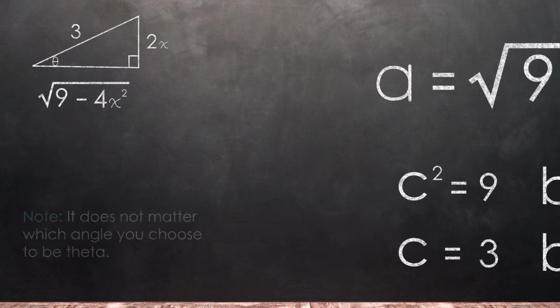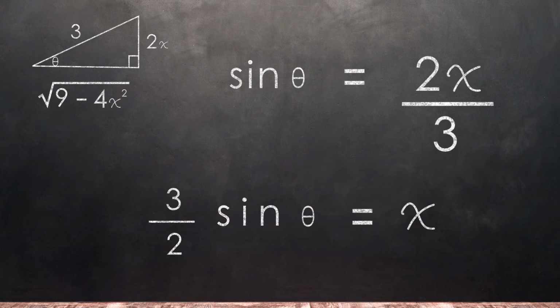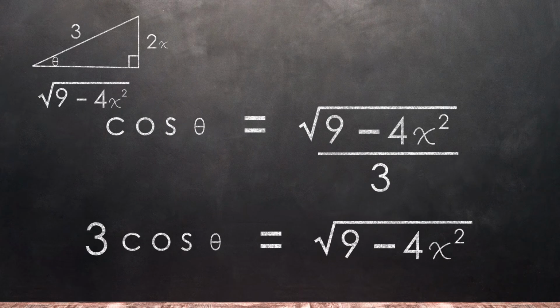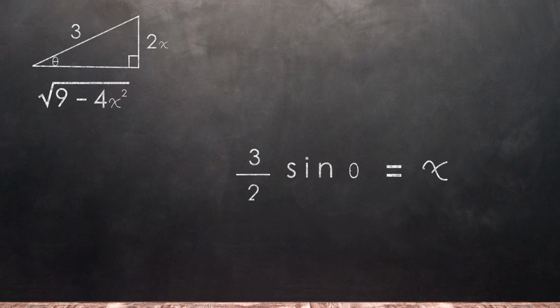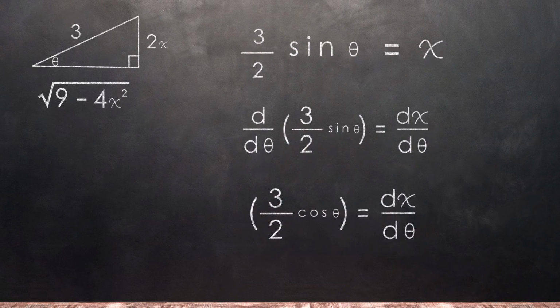From the triangle, we can see that sine of theta is equal to 2x over 3. If we rearrange this, we get 3 over 2 sine theta equals x. Now we need an expression for root 9 minus 4x squared in terms of theta. We also get this from the triangle. As we can see, cos of theta is equal to root 9 minus 4x squared over 3. Rearranging this equation, we get what we need. The last thing we have to do is solve for dx in terms of d theta. To do this, we take the derivative of x with respect to theta and isolate for dx.